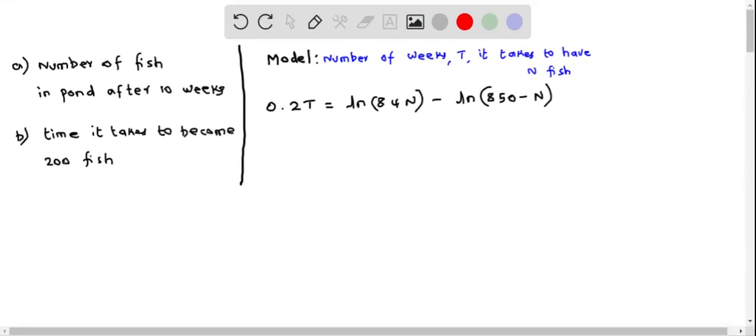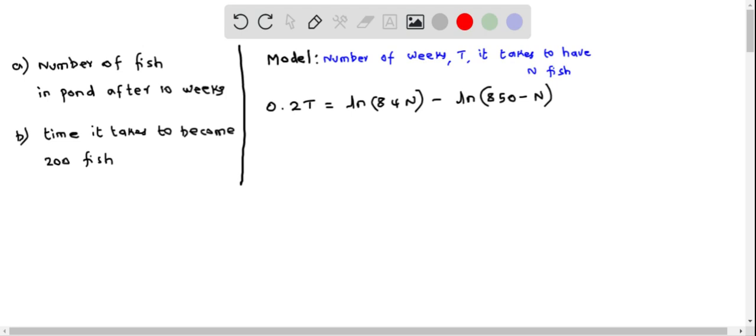In this problem, we are given the model to determine the number of weeks t that it takes to have n fish in the pond. That is, we are given 0.2t = ln(84n) − ln(850 − n). So this is the model which represents the number of weeks t it takes to have n fish in the pond, and we have to answer these two questions in part A and part B.